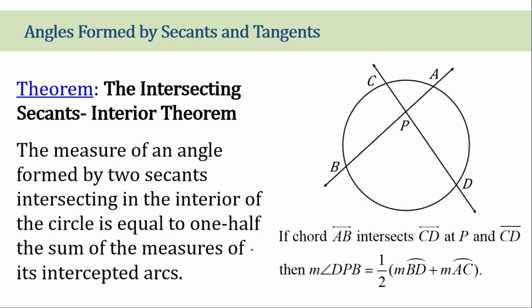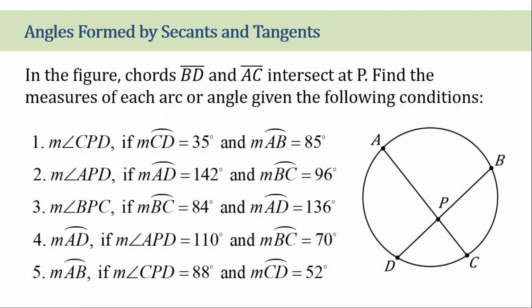Now let's imagine angle DPB. The measure of this angle is equivalent to 1/2 of the sum of this arc and this arc, so that is arc BD and arc AC. So let's show this theorem in action by answering a series of problems in regards to this theorem.